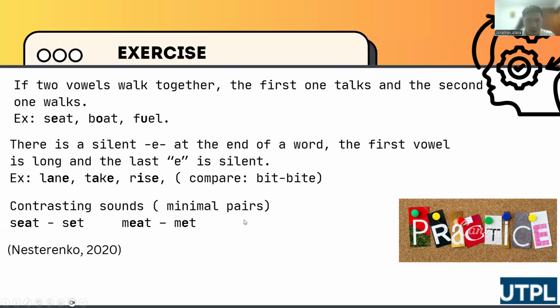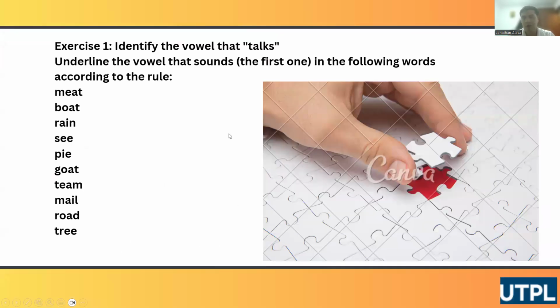But there is a contrasting sound rule that uses minimal pairs, and we have examples like seat, set, meet, and met. Okay. Now the exercise that I can apply based on the first basic rule can be one of these. The students have to underline the words that make the first sound. For example, meat, when they have a combination of words, boat, rain, and they have just to discover, for example, pie, see, so they have to analyze and understand the phonetics or the rules for this basic vowel rule.